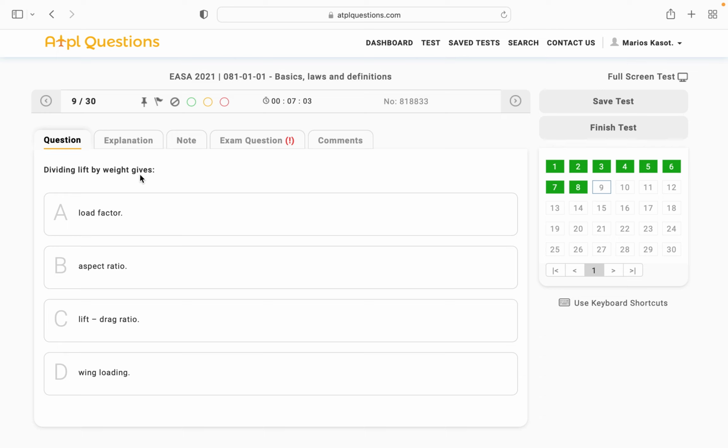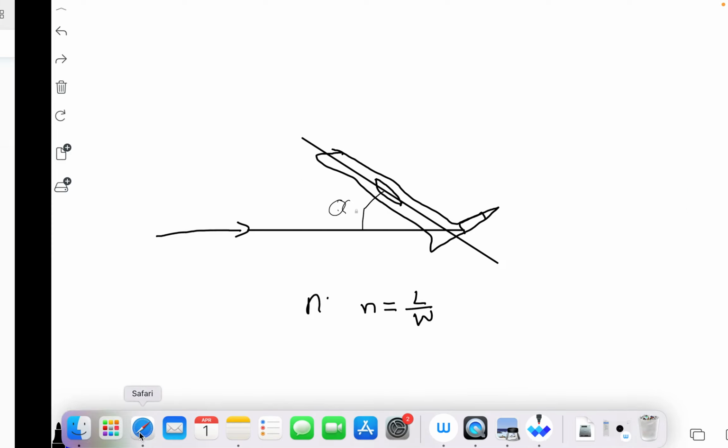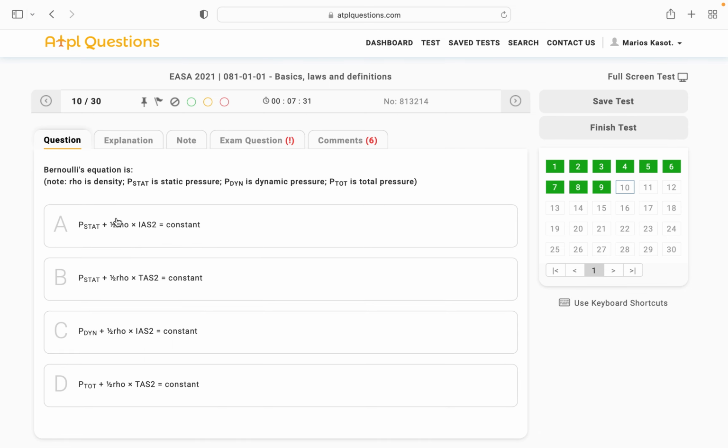Dividing lift by weight gives: load factor, aspect ratio, lift to drag ratio, wing loading. Dividing lift by weight, according to our theory, gives us our load factor, which has the symbol N. Load factor is this one, N equals lift divided by weight. So the correct answer is A.